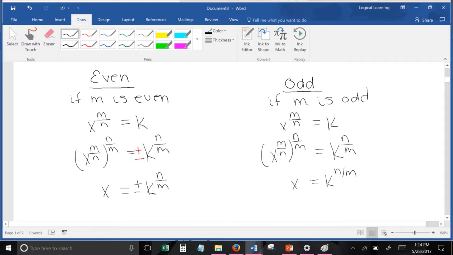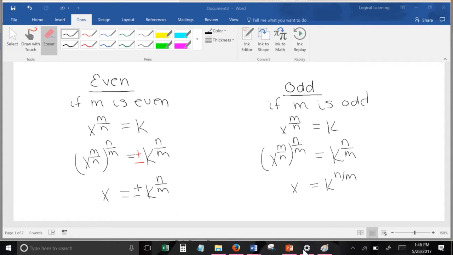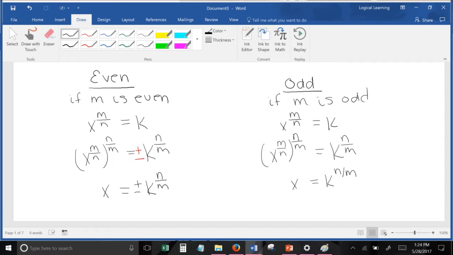If our m is even, so we have something like x to the m over n equals k, if our m is even, which would be like a squared or to the 4th or something like that, what we're going to do is raise it to the reciprocal. So we have x to the m over n. We're going to raise both sides to the n over m, the reciprocal of m over n. And we have to remember that we have to take the positive and negative, because that is just like squared. When we take a square root, we have to think about the positive and negative.